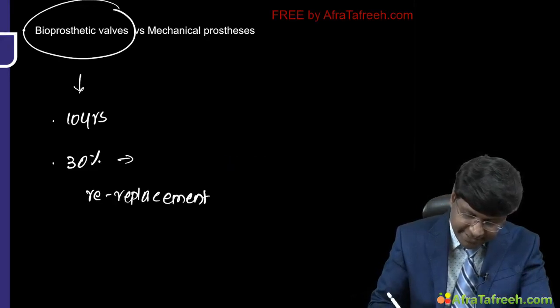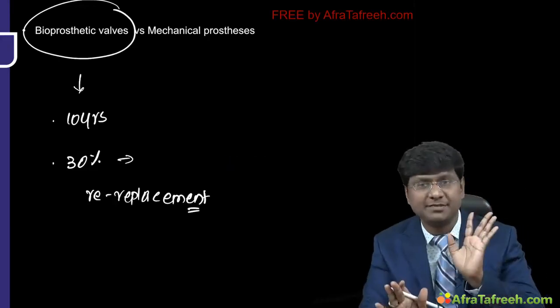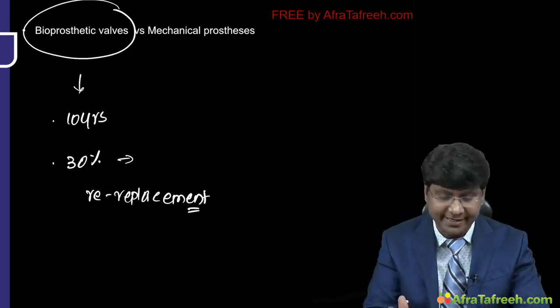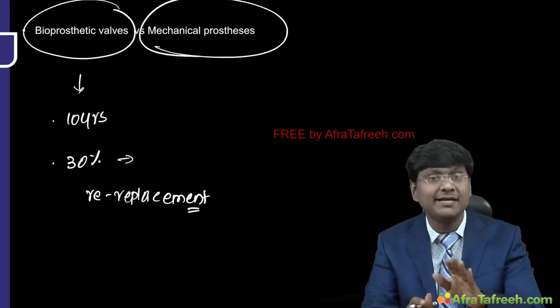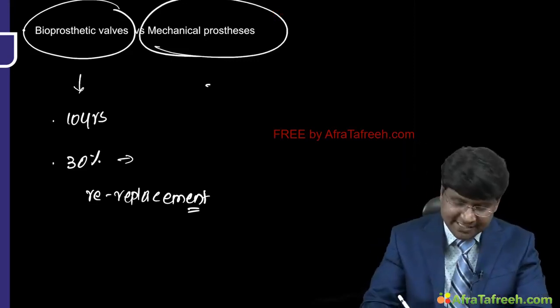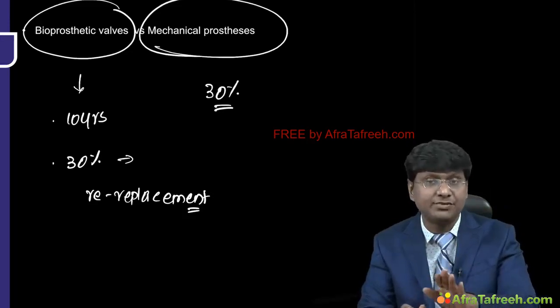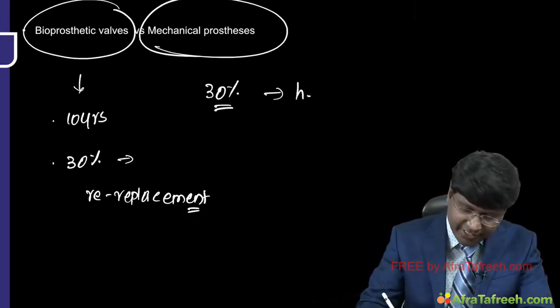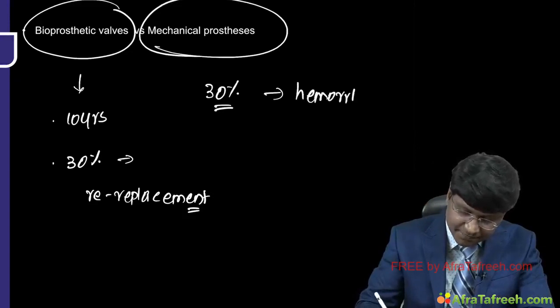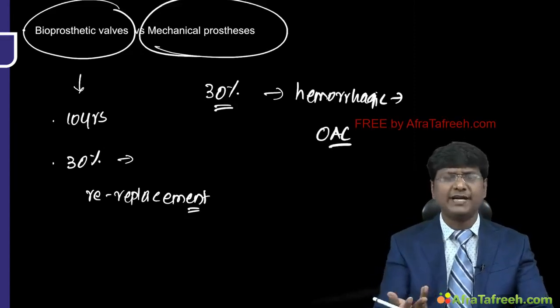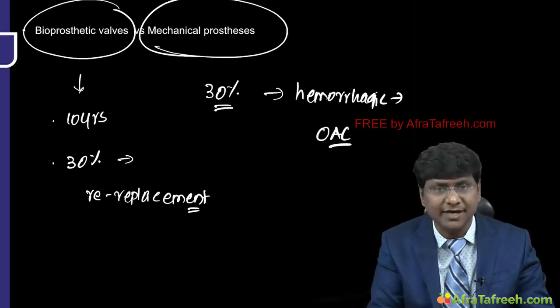Right? 30% of patients require replacement. That is, valve in valve surgery is very much required. Whereas with a mechanical prosthesis, almost a similar percentage of individuals, 30%, develop hemorrhagic complications with oral anticoagulation, that is, with your vitamin K antagonist like warfarin, okay?